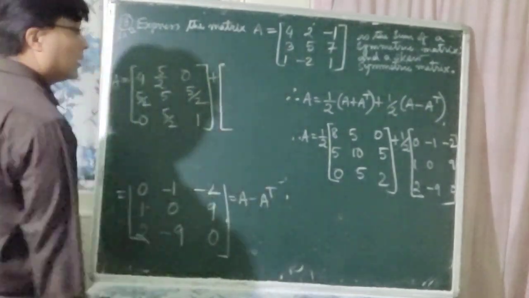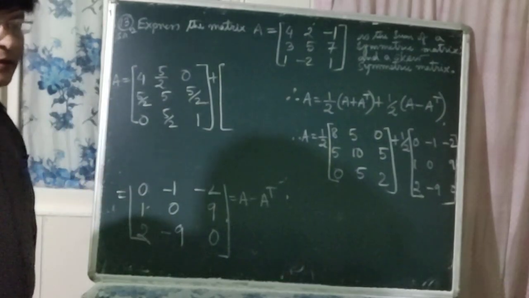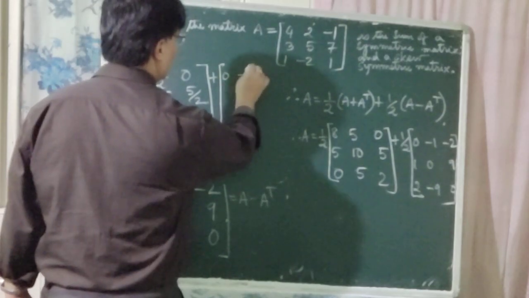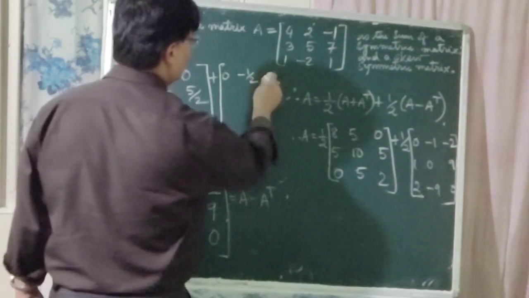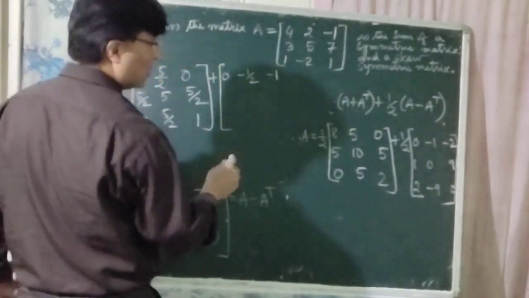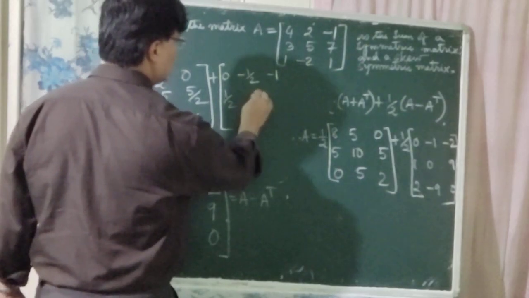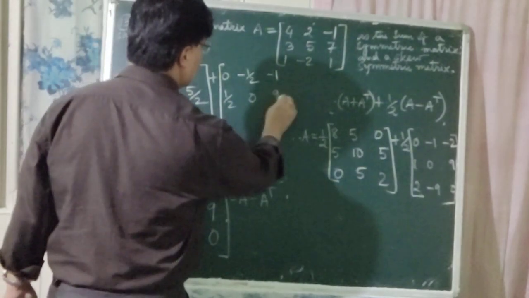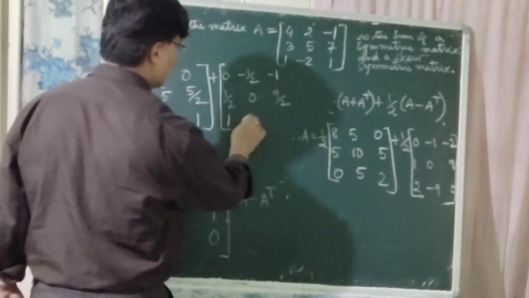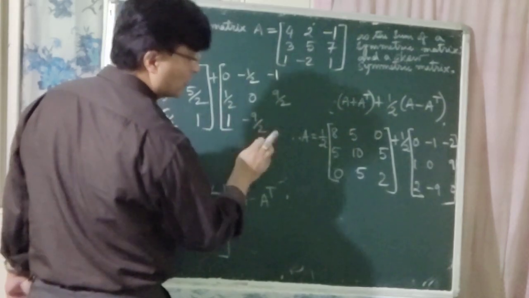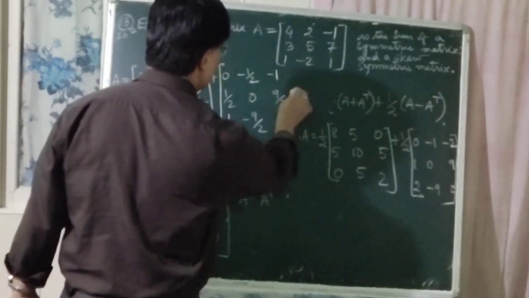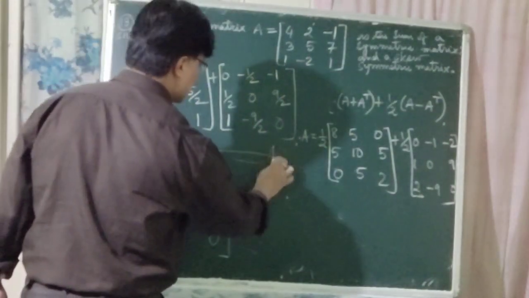Plus half into that skew symmetric matrix, what is it? Half into 0 is 0, half into minus 2 is minus 1, right? And then next one is half into 1. That is half into 0, 0, half into 9, that is your 9 by 2. So half into 2, that is 1, half into minus 9, that is minus 9 by 2, and the last one is half into 0, and half into 0 is always 0. So this is the answer.